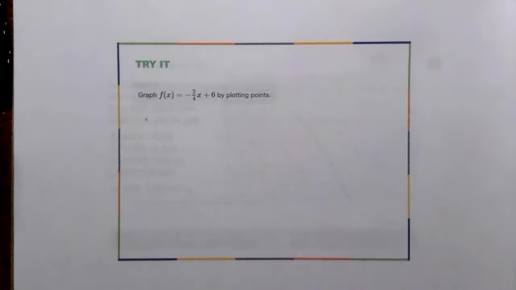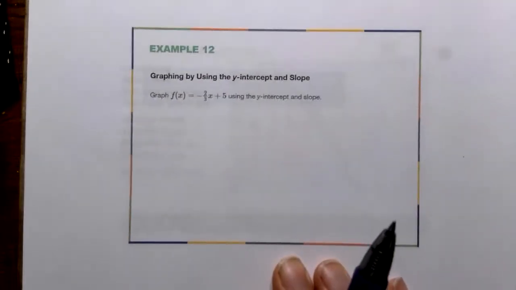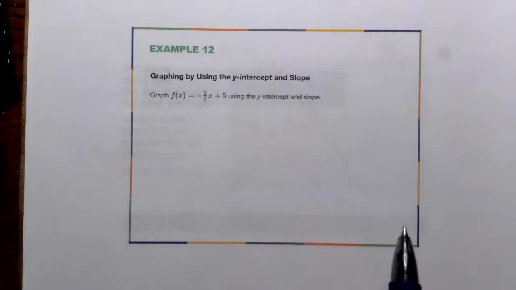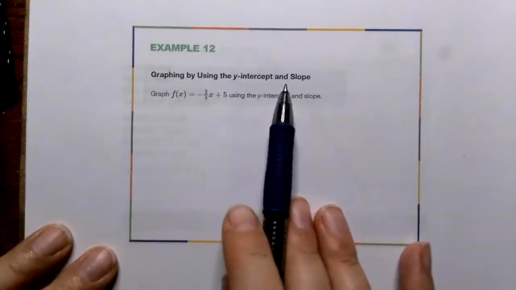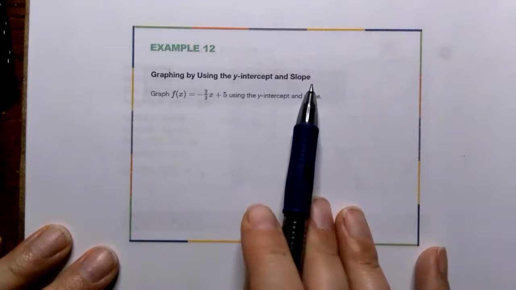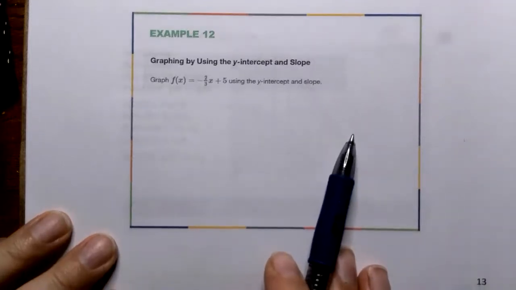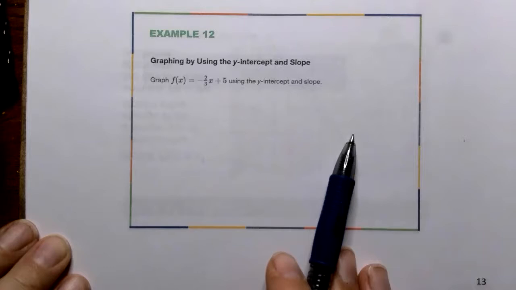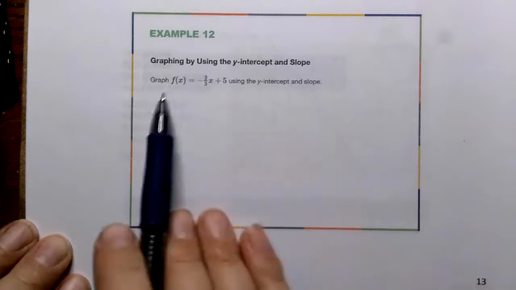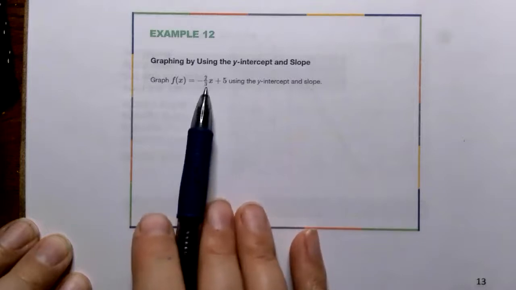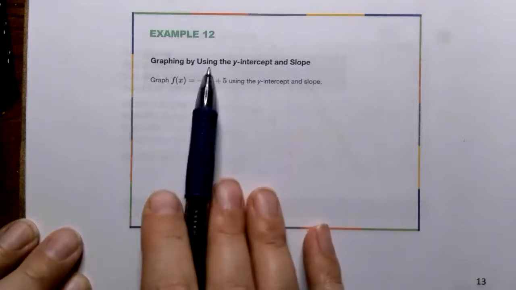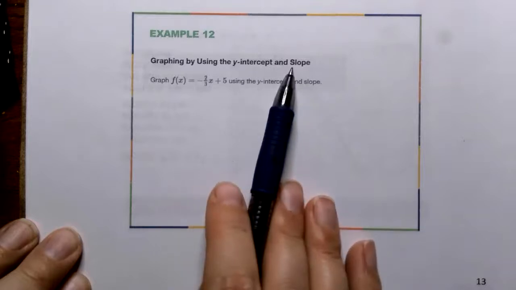All right, I assume that you tried it out. Let me know how it went. Now we're on to example 12 from the handout, and it's another technique. It's called graphing by using the y-intercept and slope, which is a little bit faster than plotting points. Plotting points is always good, but when you know a bit of background about those equations, it can be faster to use the information from the equation.